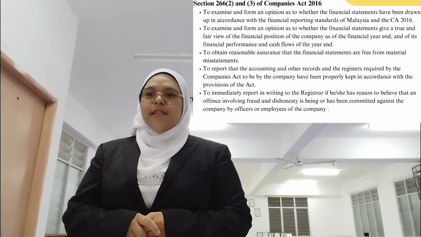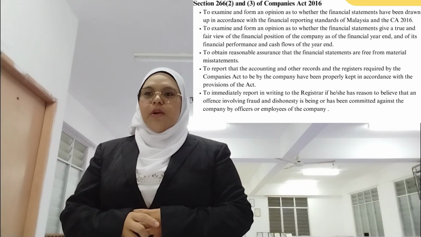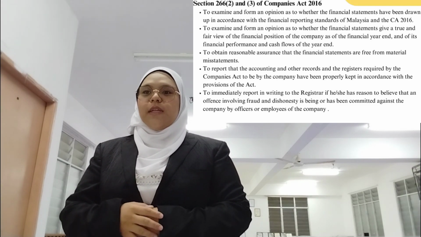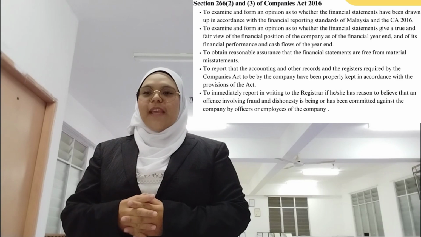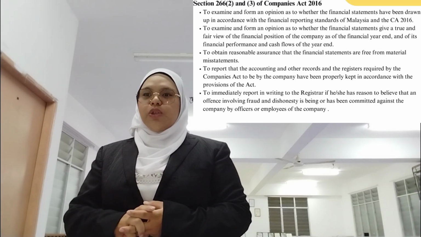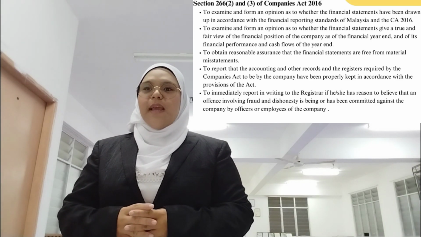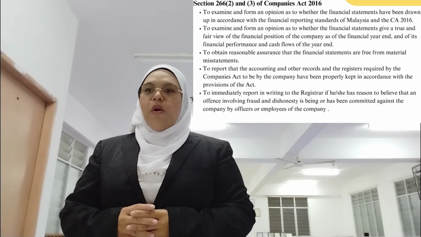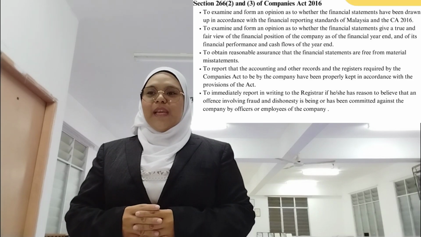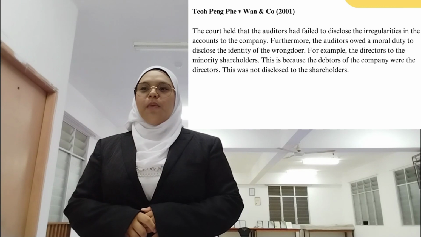Other than that, auditors have to report that the accounting and other records and the registers required by the Companies Act to be kept by the company have been properly kept in accordance with the provisions of the Act. Last but not least, to immediately report in writing to the registrar if he or she has reason to believe that an offense involving fraud and dishonesty is being or has been committed against the company by officers or employees of the company. Now, I'm going to talk about auditors' power and duties under the common law.